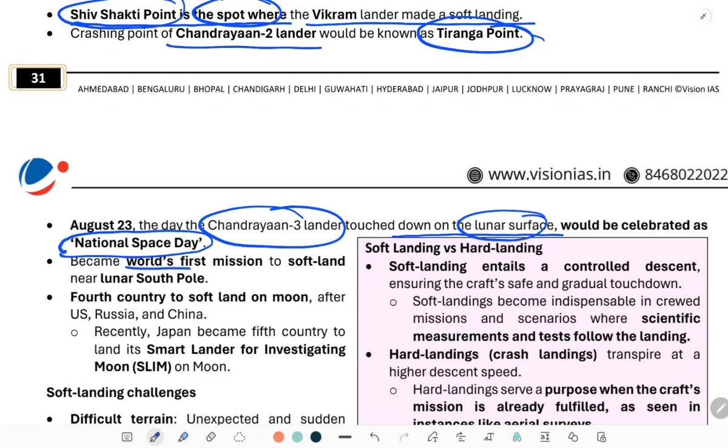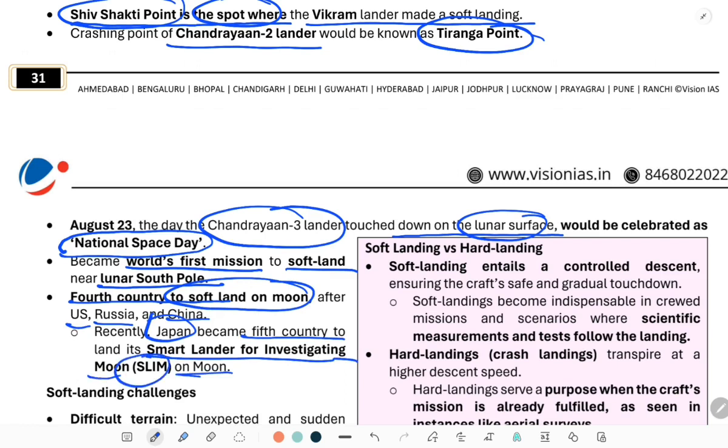It became the world's first mission to soft land near the lunar south pole. India is the fourth country to soft land on the moon, after the US, Russia and China. Recently, Japan became the fifth country to land, with SLIM, the Smart Lander for Investigating Moon.